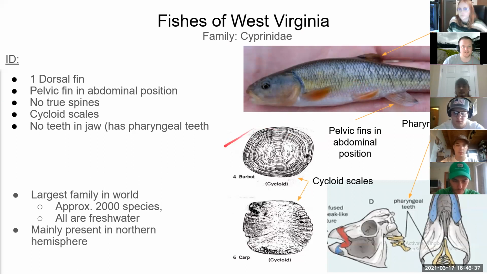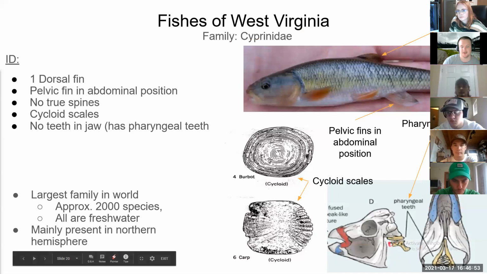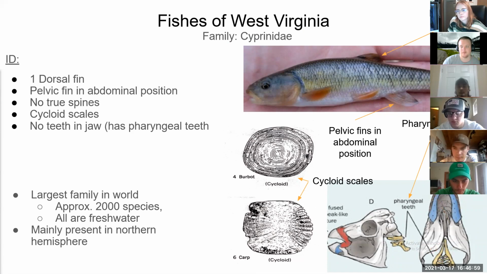They have cycloid scales, which are overlapping like shingles, and they're flexible, and they have growth rings, so they'll grow with the fish. They do lack teeth in their jaw, but they have pharyngeal teeth. You can see here they're located near the back of the mouth, more in the throat. This is just them pulled out.